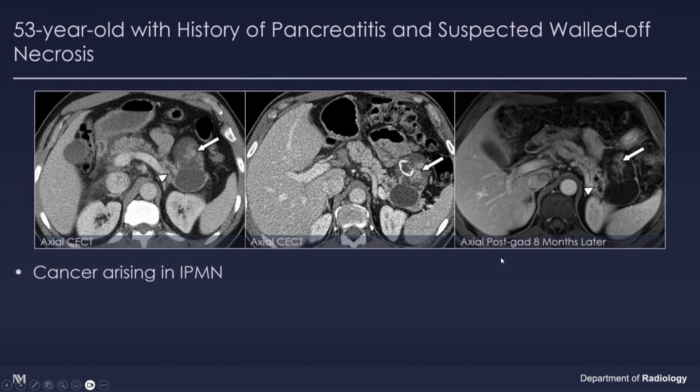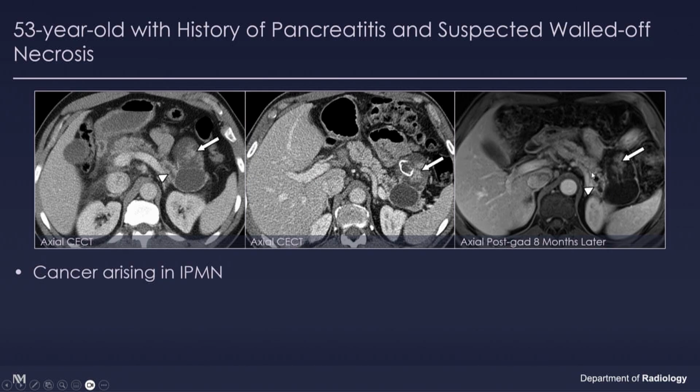How about this one? Well, here's an example. This was a 53-year-old, had a history of pancreatitis, was thought to be walled-off necrosis. Unfortunately, when you look closer, there's a solid component. There's some nodularity. You can even see, in fact, that they drained it thinking that it was walled-off necrosis. This actually was a cancer that arose in IPMN. So you really have to be careful sometimes, and it's kind of scary.